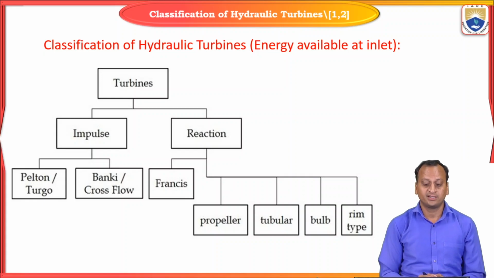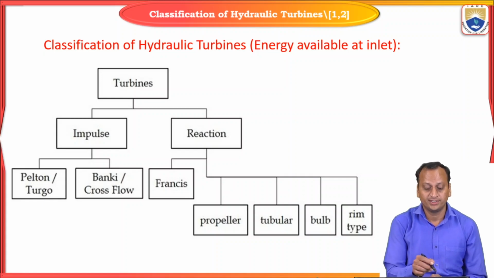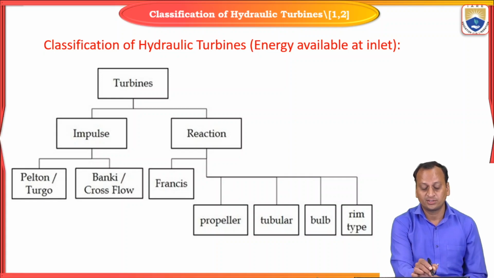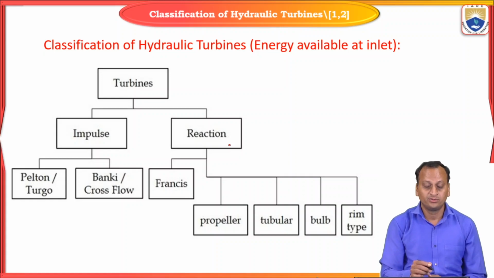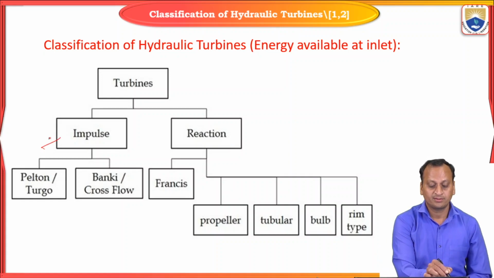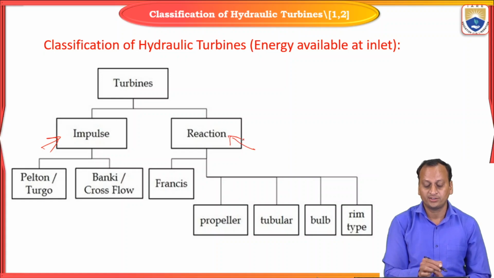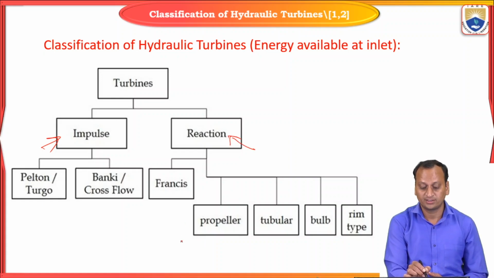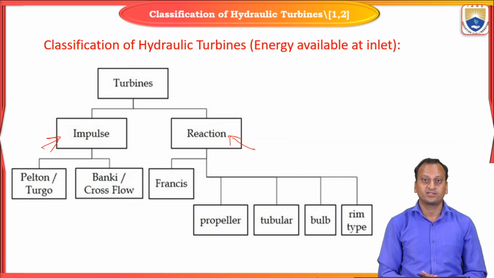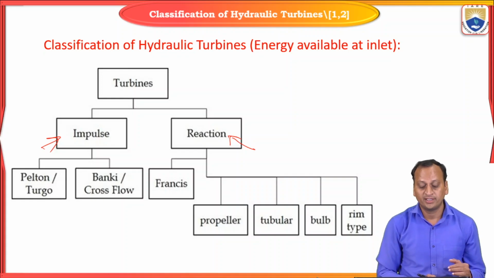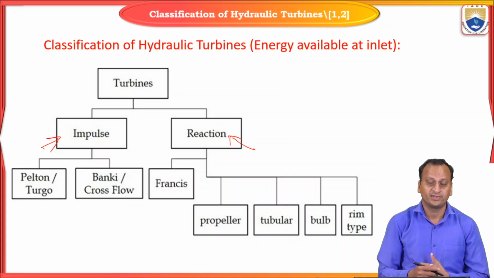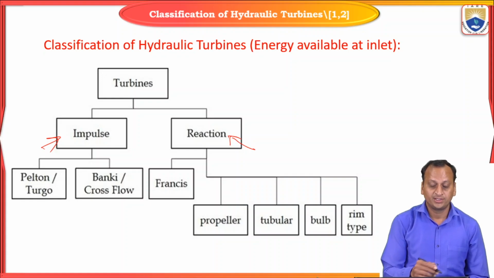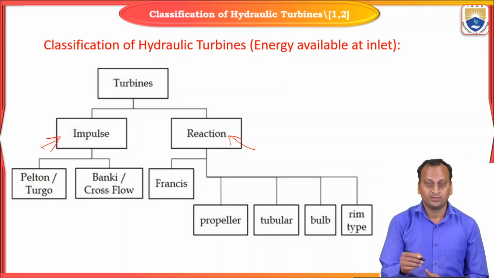So the turbines have a broader classification into two cases. One is the impulse turbine, another one is the reaction turbine. There are two types of turbine. The reaction turbine is again classified into the Francis turbine, propeller turbine, tubular, bulb, rim type, etc. We'll see the definitions of reaction turbine and impulse turbine and various examples of them, and why it is reaction, as we proceed.